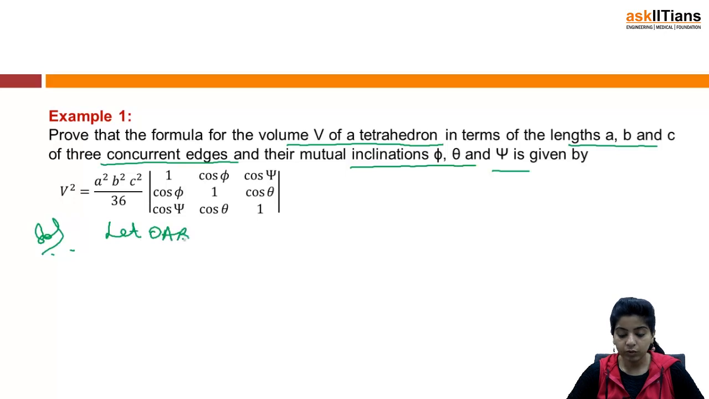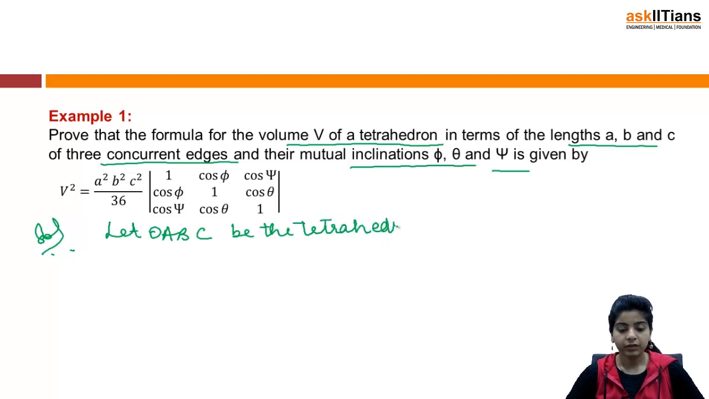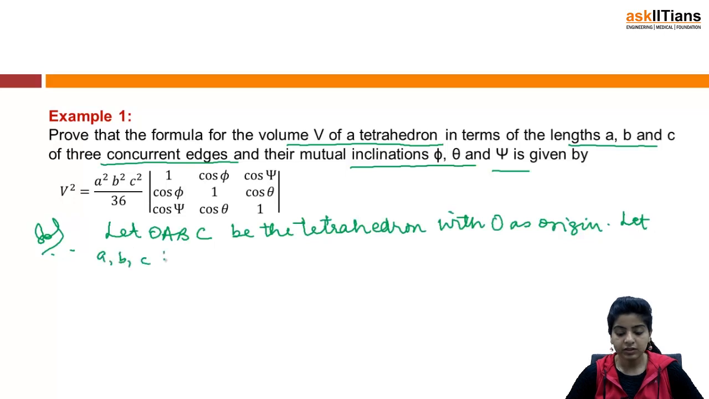I begin with: let OABC be the tetrahedron with O as origin, and further let a, b, c be the position vectors of A, B, C.